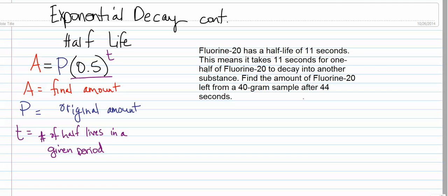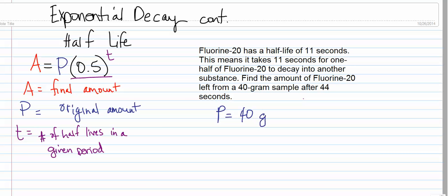Okay, so we've got our example. Fluorine 20 has a half-life of 11 seconds. This means it takes 11 seconds for 1/2 of the fluorine 20 to decay into another substance. Find the amount of fluorine 20 that would be left from a 40-gram sample after 44 seconds. Well, we want to know the final amount, so we want to know what the uppercase A stands for, or is equal to. The original amount is 40 grams.